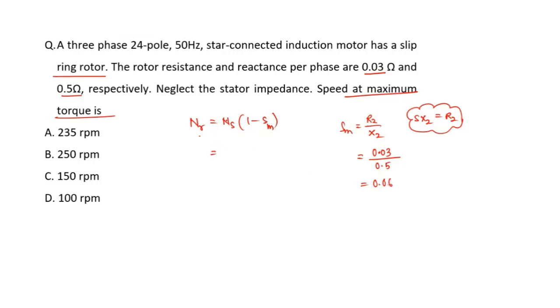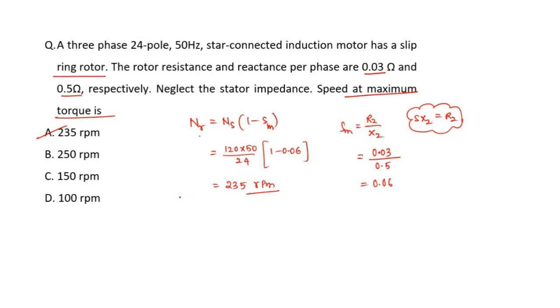And if you substitute, the synchronous speed for 24 poles is 120 into 50 divided by 24, into 1 minus 0.06. So 1 minus 0.06 will be 0.94, right? So 120 into 50 comes out as 6,000. 6,000 divided by 24 is 250. 250 into 0.94 comes out as around 235. Okay. All right.